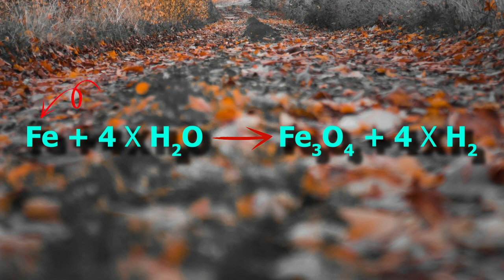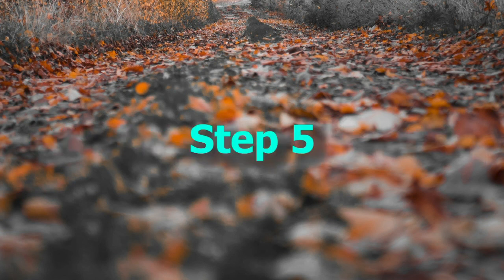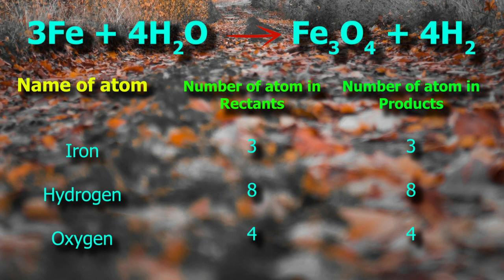The number of iron is 1 on the left hand side while it is 3 on the right hand side. To balance it, multiply the iron on the left hand side by 3. Step 5. Now the number of atoms of each element becomes equal on both sides. Thus, this equation becomes a balanced equation.